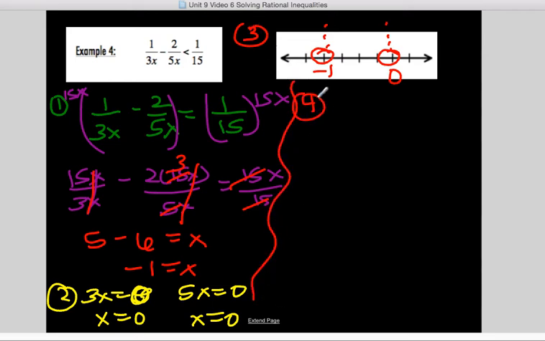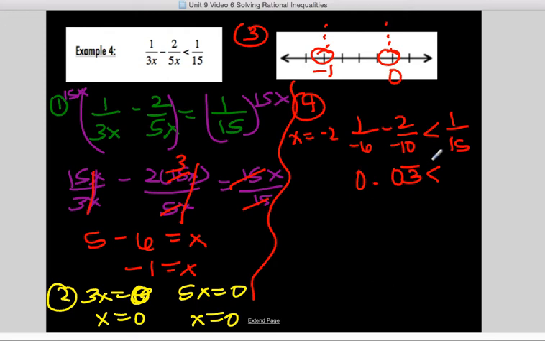Step 4. So let's try x equals -2. That's over here. So I'd have 1 over -6 minus 2 over -10. Is that less than 1 over 15? If we type this into our calculator, the left-hand side, you'll get 0.03 repeating. Is that less than 1 over 15? If I put that in, that's 0.06 repeating. Is 0.03 less than 0.06? Yes, so this one actually works. So we shade to the left.